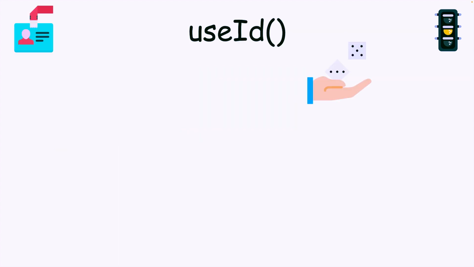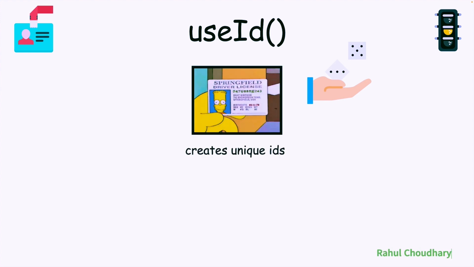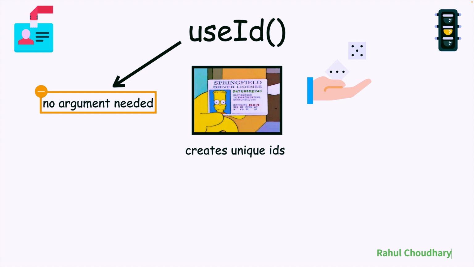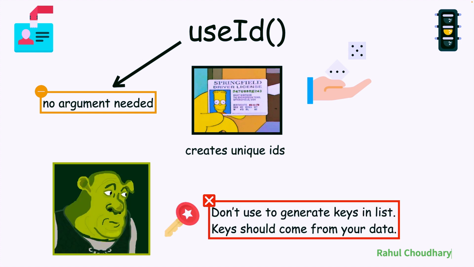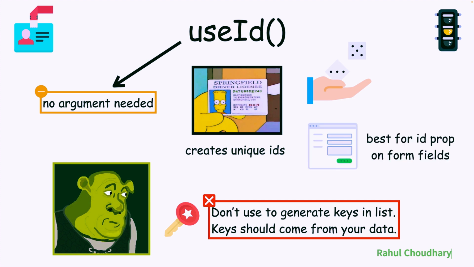UseID is another random hook that does exactly what it says. It creates a unique ID when it's called, and it doesn't require any arguments. But I know what you're thinking. And no, you can't use it to create keys for your list items. It's made for creating dynamic IDs to be shared between form inputs and their labels.